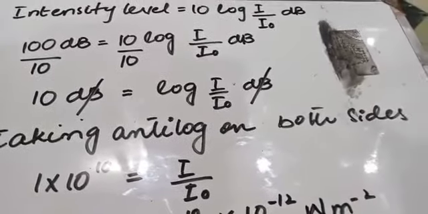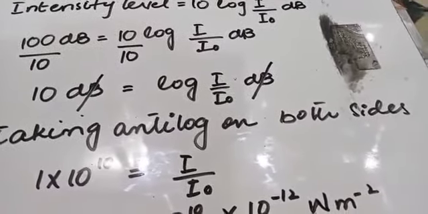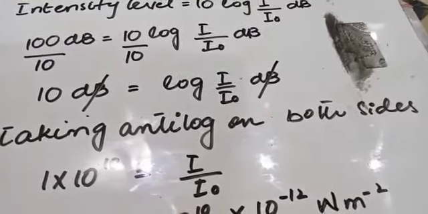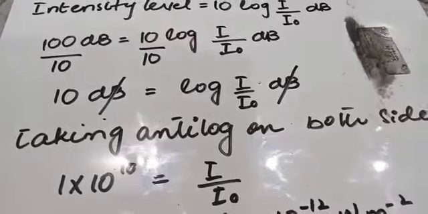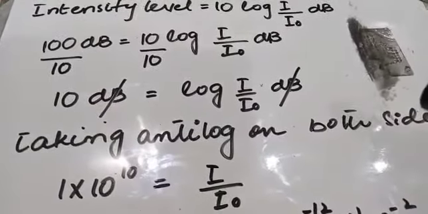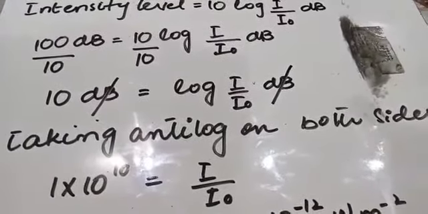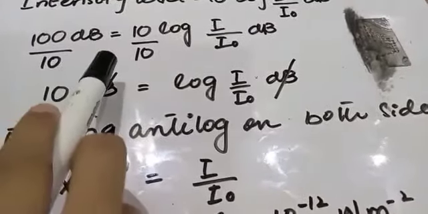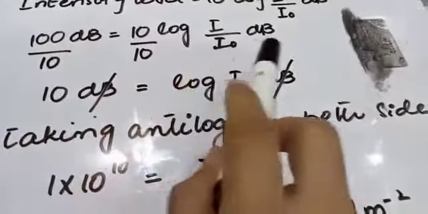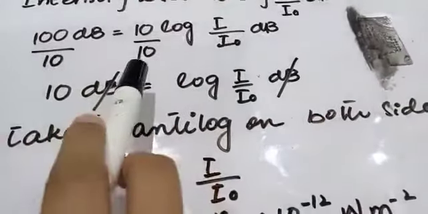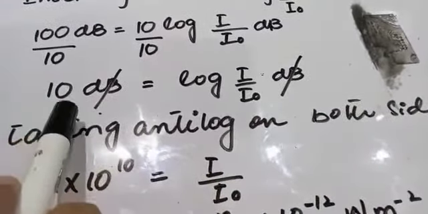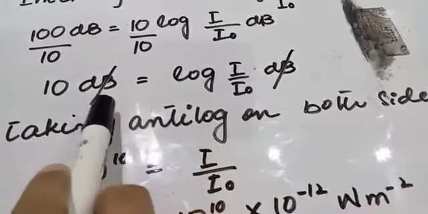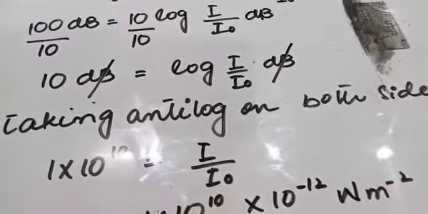And part 2. In part 2, intensity level is given and we have to calculate the sound intensity. Using the same relation, intensity level is equal to 10 log I over I naught decibel. We will put the value of intensity level 100 decibel: 10 log I over I naught. By dividing by 10 on both sides, we will get 10 decibel is equal to log I over I naught decibel. Decibel will be cancelled with decibel on both sides.